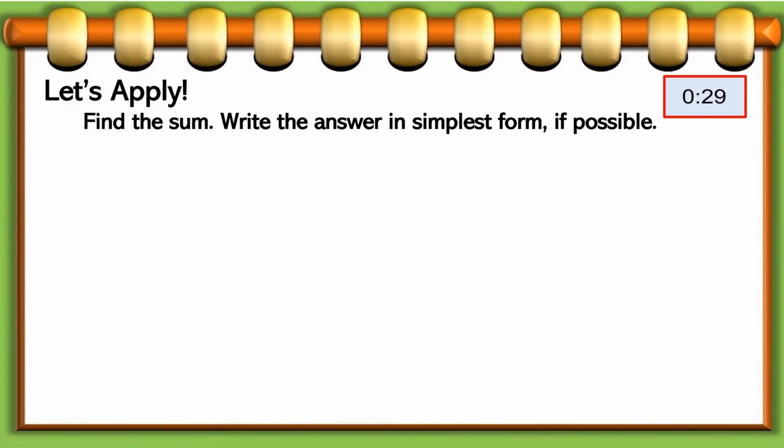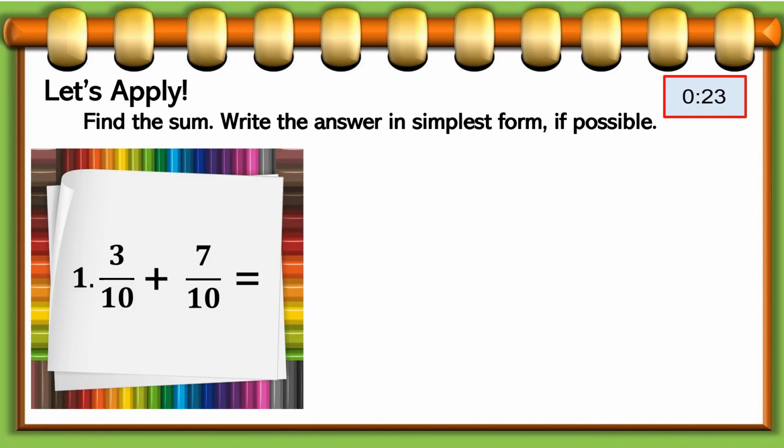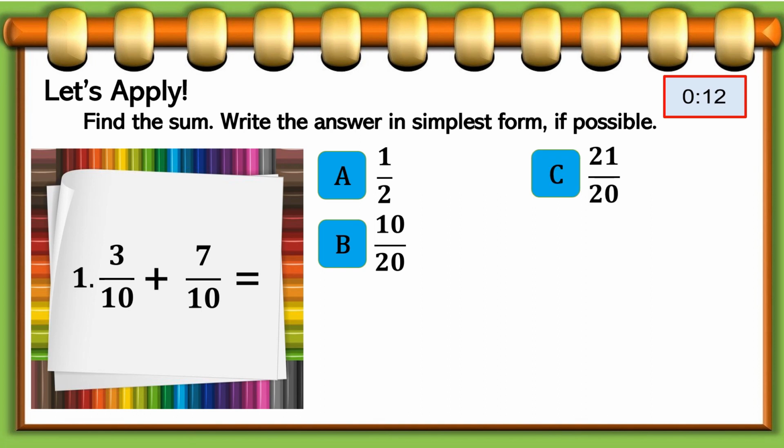Let us apply what you have learned. Find the sum. Write the answer in simplest form if possible. Number 1, 3/10 plus 7/10. A, 1/2. B, 10/20. C, 21 over 20. D, 1. And the correct answer is letter D, 1.